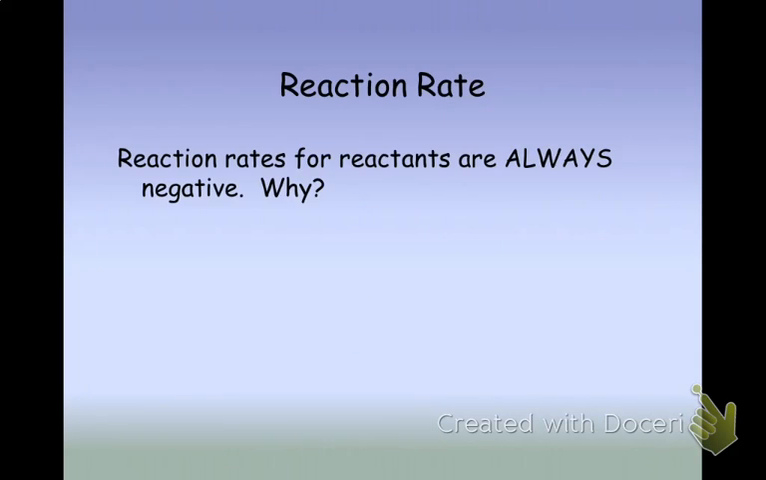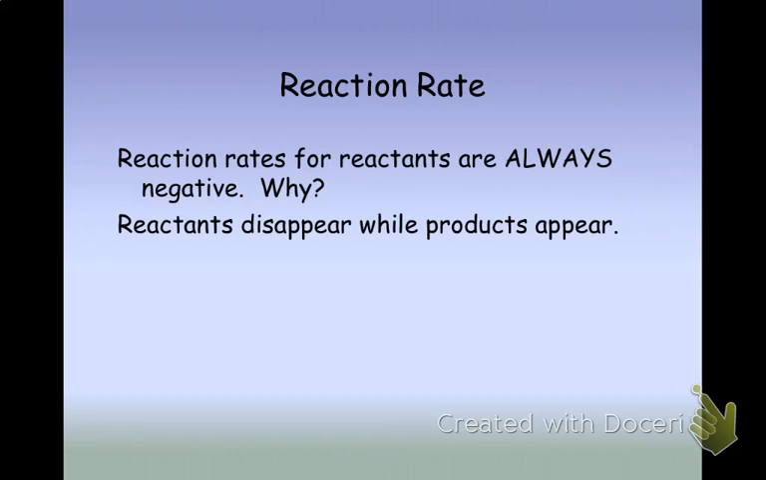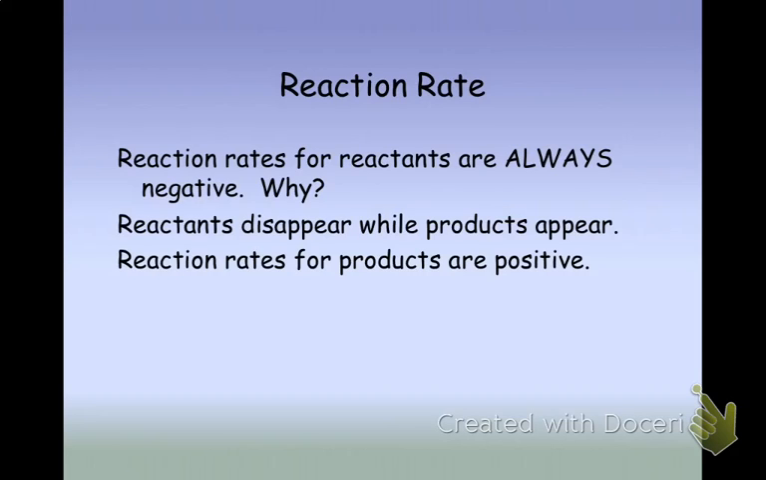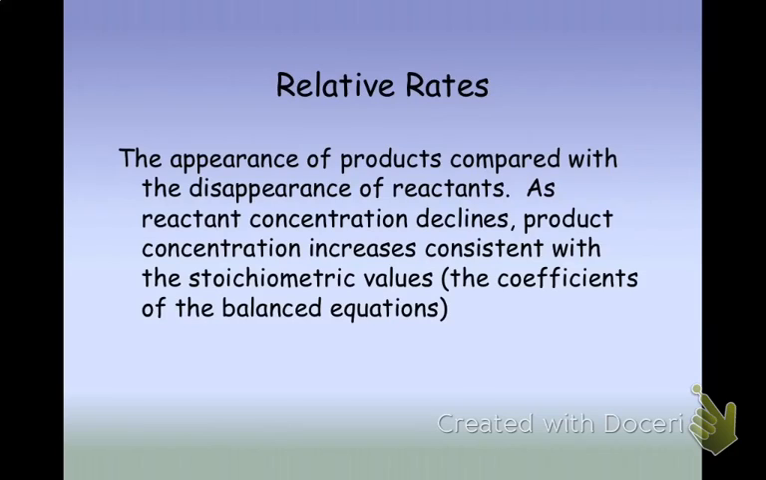So when we're looking at reaction rates, we always notice that the reaction rates for reactants are always negative. Well, why do you think so? I'll give you a little moment to think. The reason is because reactants disappear. Since they disappear, we calculate them as negatives, while products appear. So if products are appearing, their reaction rate will be positive. The appearance of the products will be compared to the disappearance of the reactants.